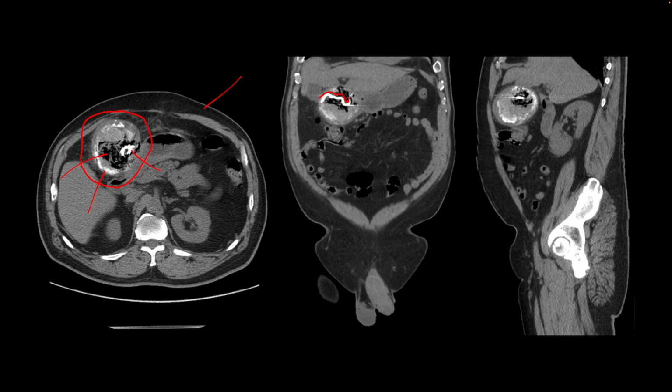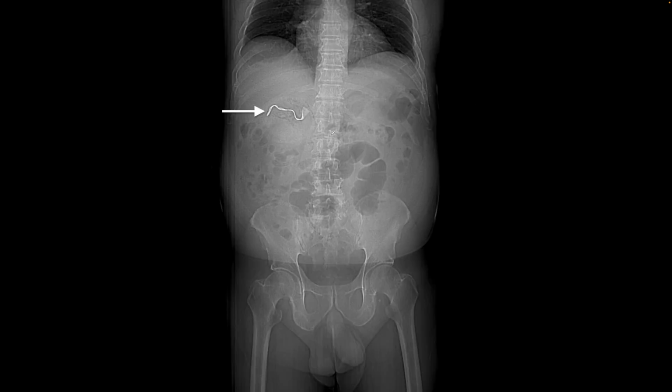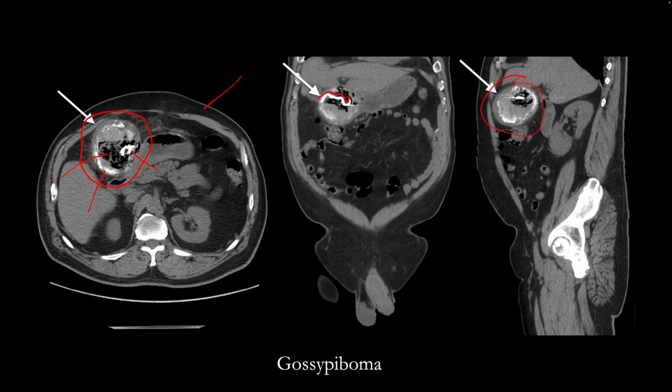It is linear and hyperdense. And this is the appearance on the sagittal image. And so again, you want to go to the scout image to see what this is. And so here's the scout image. This turned out to be a gossipiboma, or a lap sponge that has been retained after a surgery. So you can see that hyperdense structure here, and also the focus of gas around it. So these things frequently lead to abscess formation, and that's what we see on the CT scan.